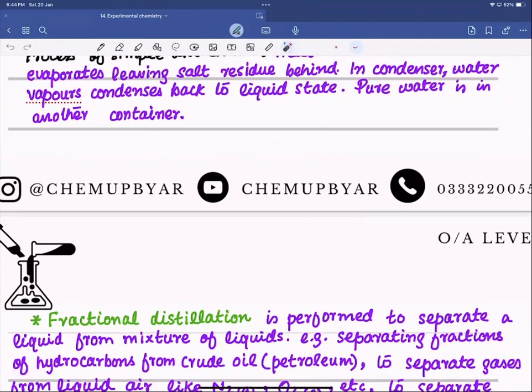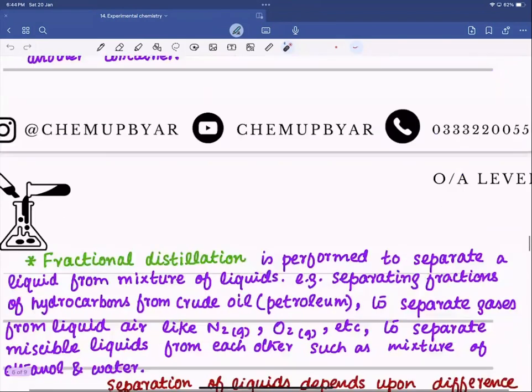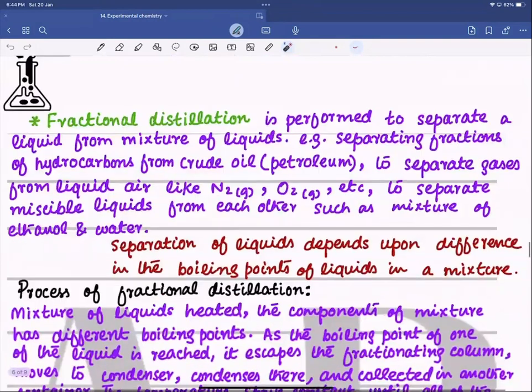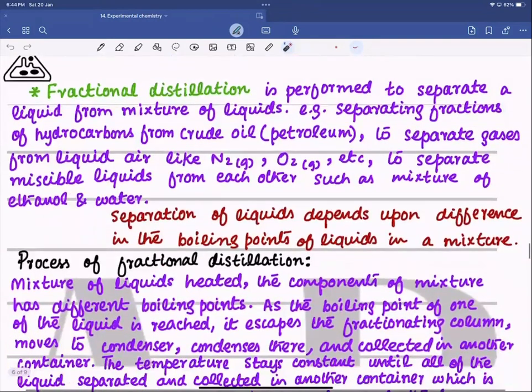The most common application of fractional distillation is in hydrocarbons, where we get the crude oil, which is a mixture of so many liquids. So we will separate them with the help of fractional distillation. Further, we have to separate the gases. We will do the fractional distillation of liquid air. And if there are miscible liquids, like ethanol and water, we will do the fractional distillation.